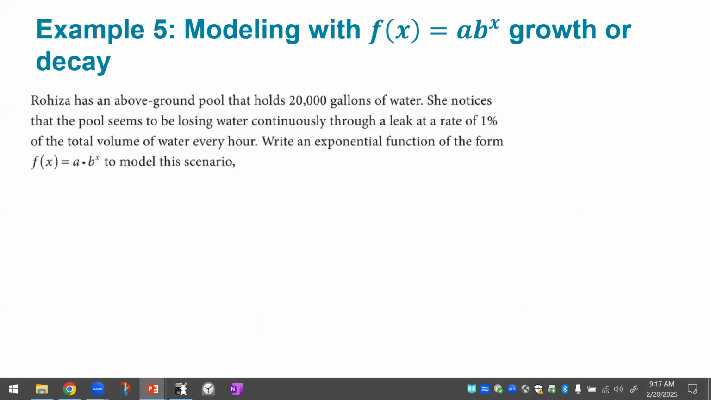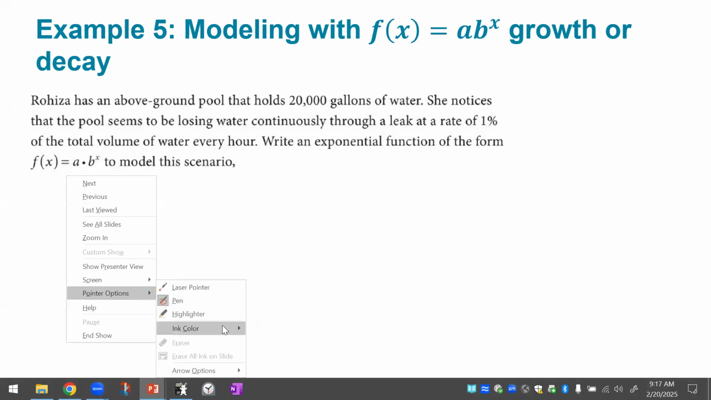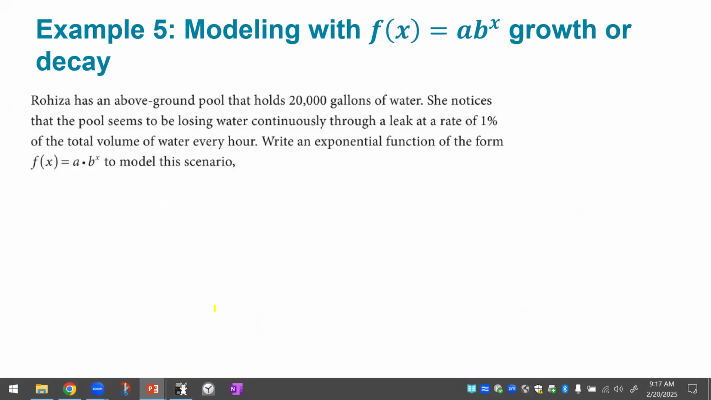Okay, so from marking the text, we should have highlighted some important stuff, right? So what's important here is our homegirl. She has 20,000 gallons, right? That's what it holds. She noticed that the pool seems to be losing water at a continuous rate. So at a rate of 1% every hour, she's losing water.